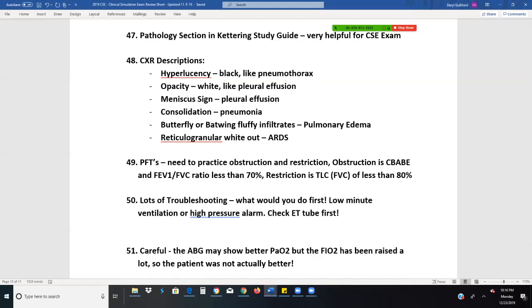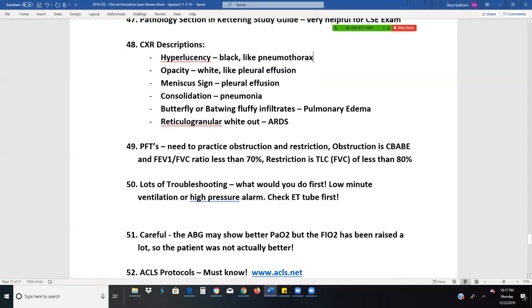Hyperlucency would be black, like pneumothorax, or maybe like severe emphysema. Opacity, white, like pleural effusion. Meniscus sign, pleural effusion. Consolidation specifically means pneumonia. Butterfly or bat wing, pulmonary edema. Reticulogranular, the whiteout, is ARDS. So those, I think if you know all of those, you'll be pretty well off.